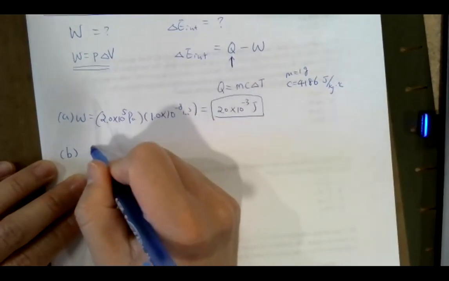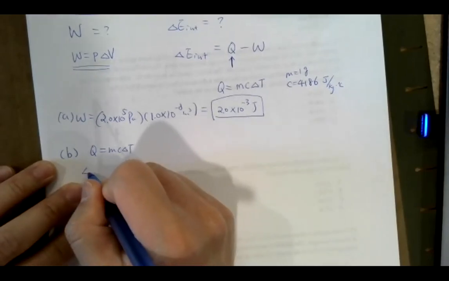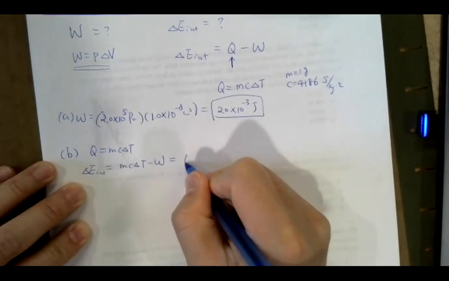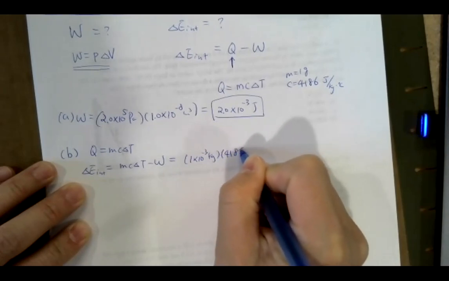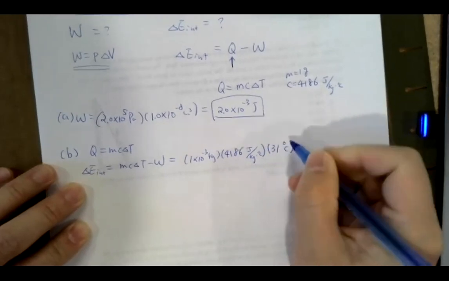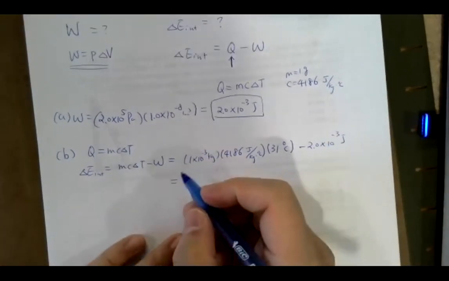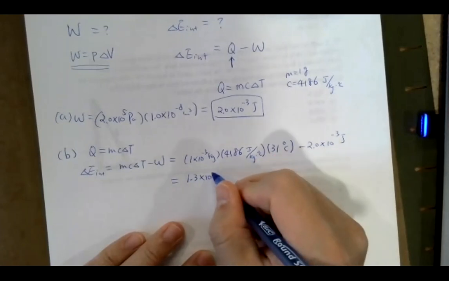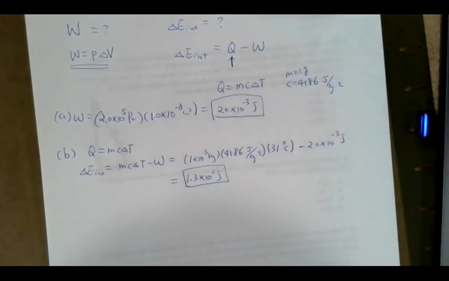For internal energy change, you want to calculate Q first, mcΔT, okay? Then you can do ΔE equals mcΔT minus work, okay? So 1 gram, that means 1 times 10 to the minus 3 kilogram, okay? C is 4186. And ΔT, it tells you like 31 degrees minus 2.0 times 10 to the minus 3, okay? That should give you roughly 1.3. That's 129 something, but you can keep 2 digits to be 1.3 times 10 to the second, okay?